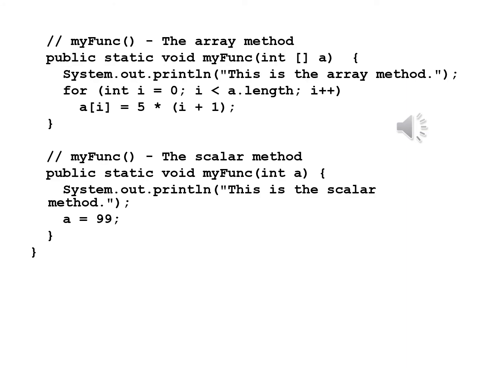On this slide, you'll see the two methods both named myfunc. The first one, public static void myfunc(int[] a), will print "this is the array method," and then for (int i = 0; i < a.length; i++), a[i] = 5 * (i + 1). The other one, the scalar one, simply prints "this is the scalar method," and then a = 99.